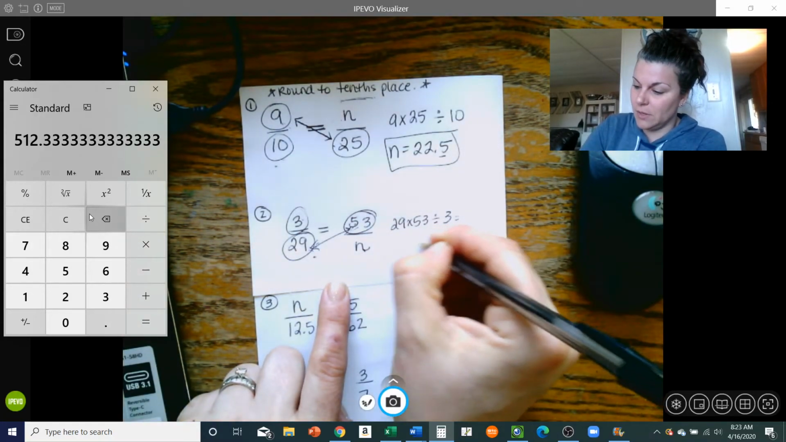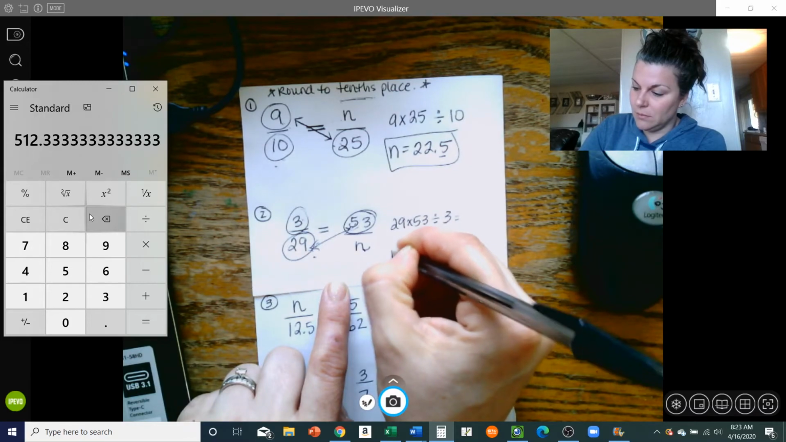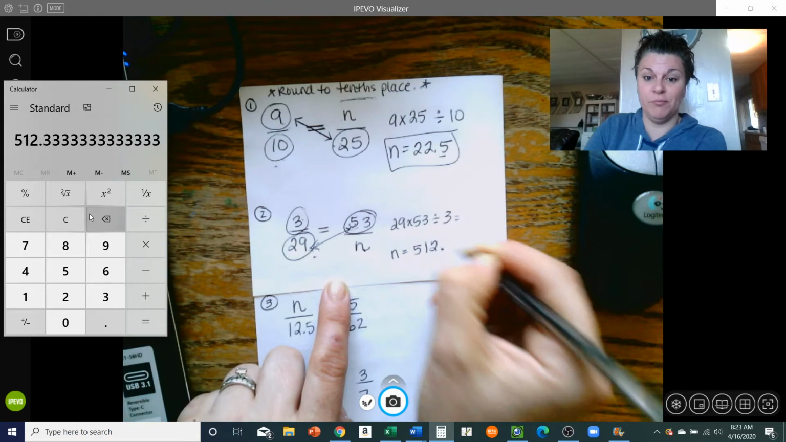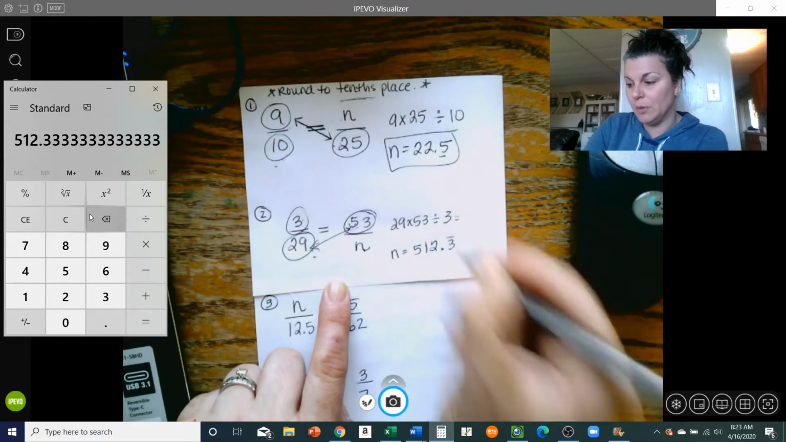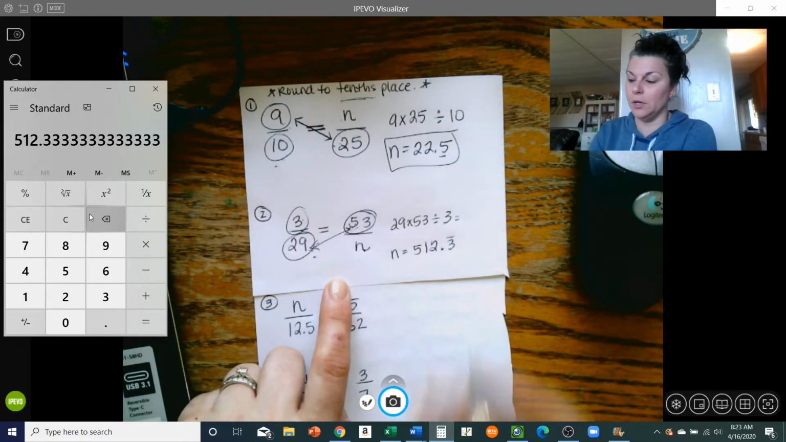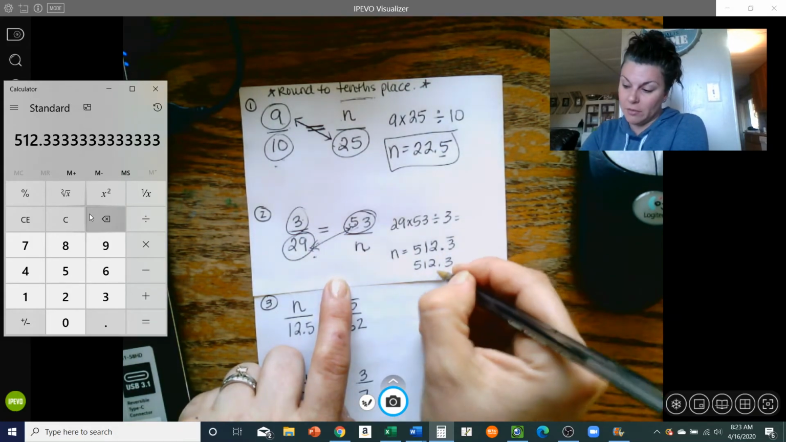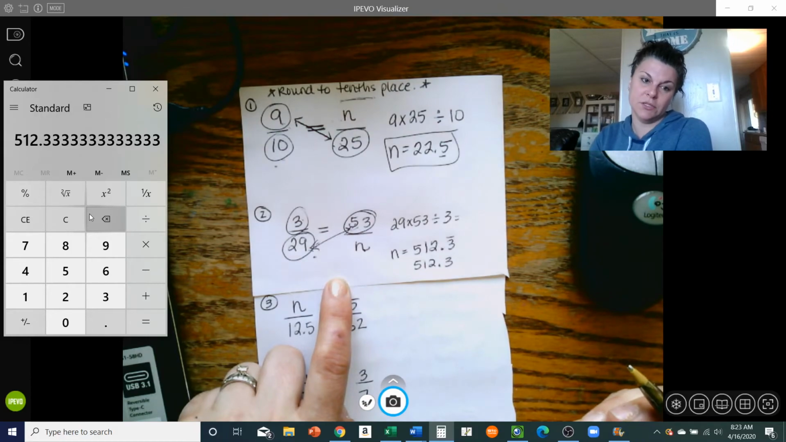Now this one, I have to round because I get 512.3 repeating. You could put 0.3 repeating if you'd like to, or you could just write 512.3 because you were told to round it to the nearest tenth. So that is just as accurate.